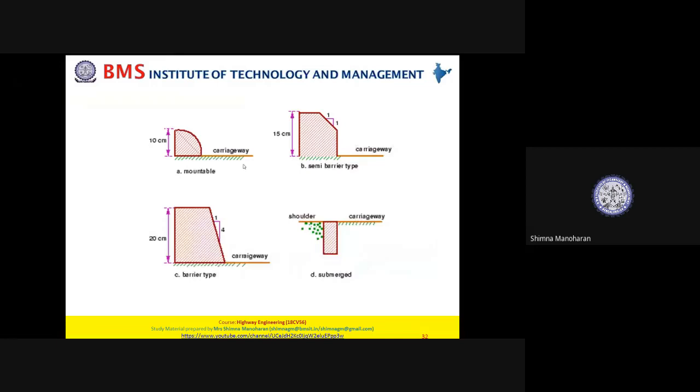So this is the typical standard given by IRC. For a mountable curb, it should be 10 centimeter. For a semi-barrier curb, 15 centimeter. For a barrier type, it is 20 centimeter. And this is how a submerged curb will be looking like.